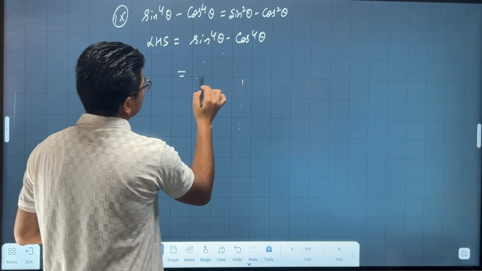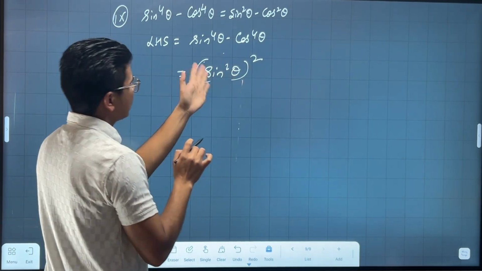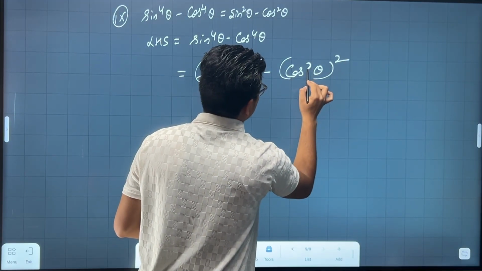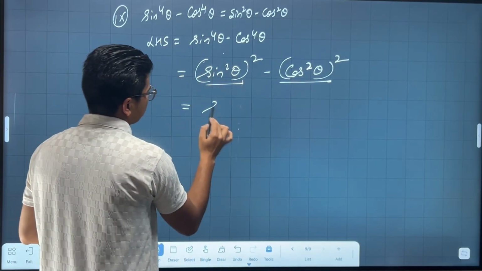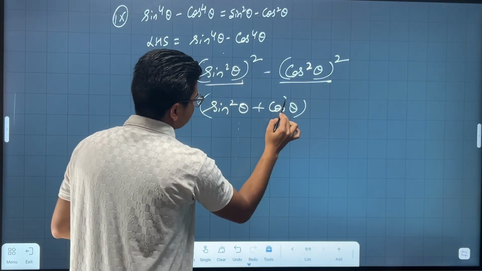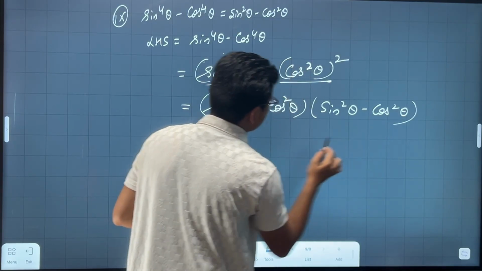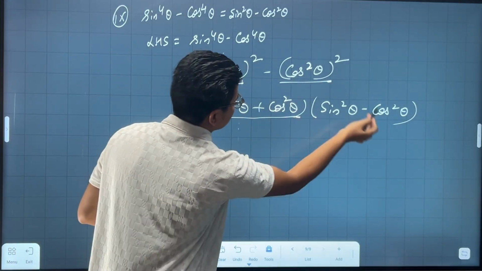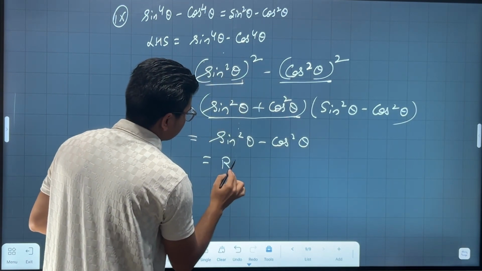Power 4, if power 4 is given, then you write it like this, sin square theta to the power 2, right? 2 to the 4, so sin to the power 4 theta minus cos square theta to the power 2. No problem. Why have I written it like this? This becomes the formula now, a square minus b square. A square minus b square can be written as a plus b into a minus b, correct? And sin square theta plus cos square theta is 1, right? How much? 1. So 1 into this will be sin square theta minus cos square theta. This is the right hand side, hence proved.